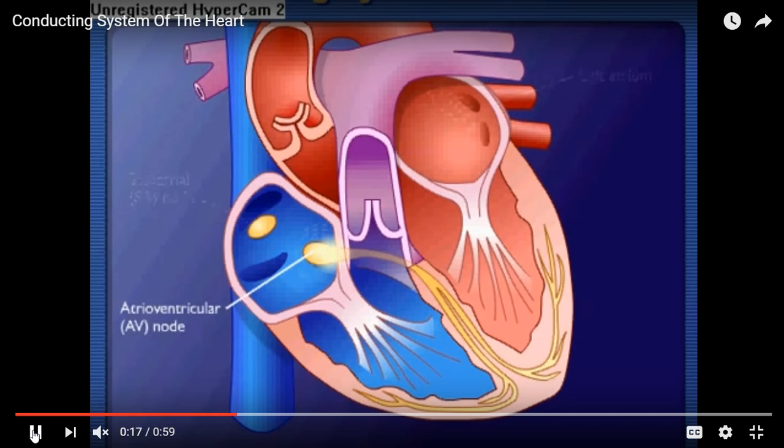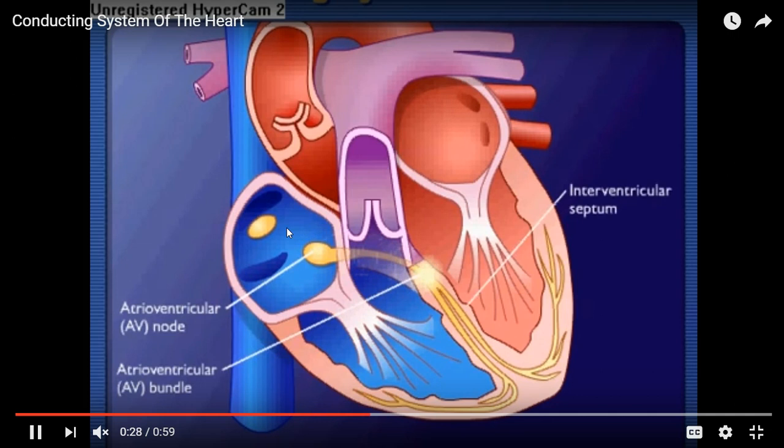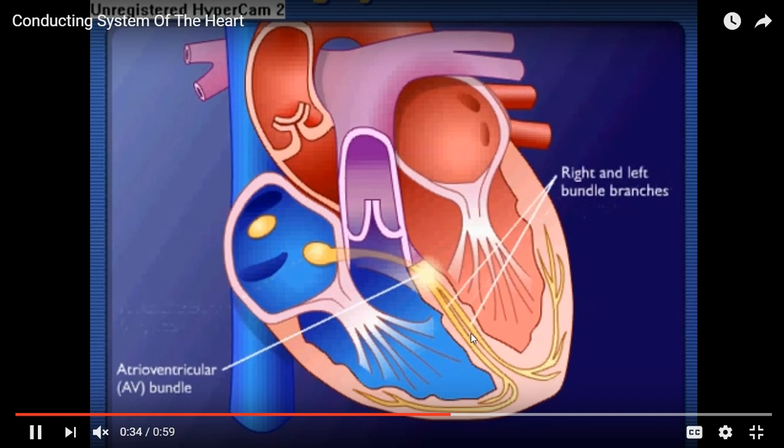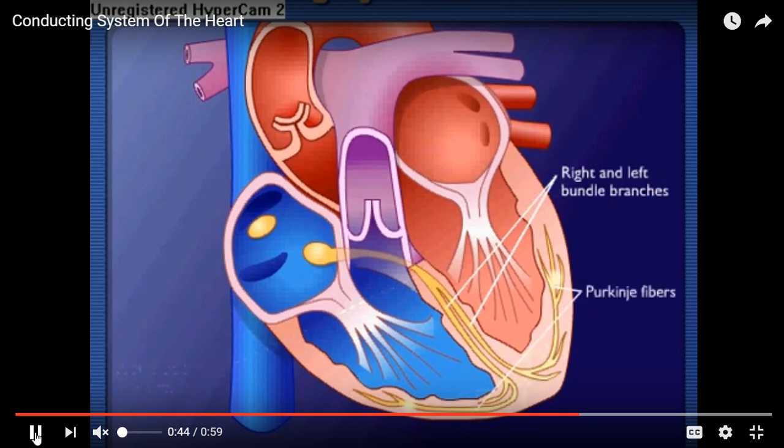Now we see the action potential spreading down the AV bundle, down the bundle branches. The electrical activity is not spreading through the myocardium like we had seen up above, and so the ventricles will not yet contract. The electrical activity has to spread down these bundle branches and ultimately to the Purkinje fibers before the myocardium is brought to threshold. Then we see the ventricles begin to contract.